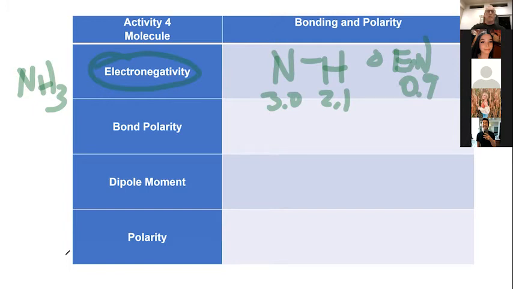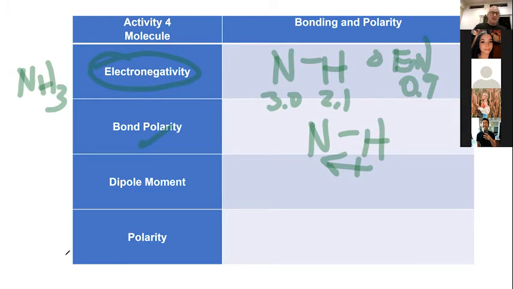So what would be the bond polarity? The bond polarity just means you write down the bond and you draw the arrow showing in which direction, whether it's polar. So is this a polar bond, a nitrogen-hydrogen bond? Yes, it is. Who's more electronegative? Nitrogen. So it's going to look like that. That's how I draw my dipole, pointing toward the nitrogen.